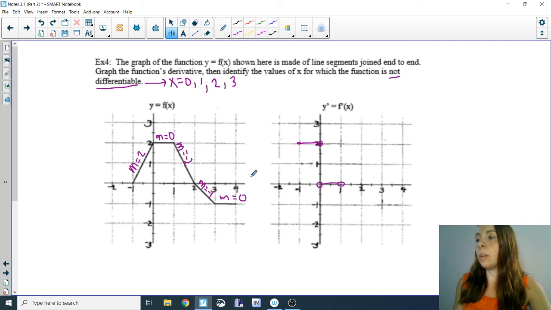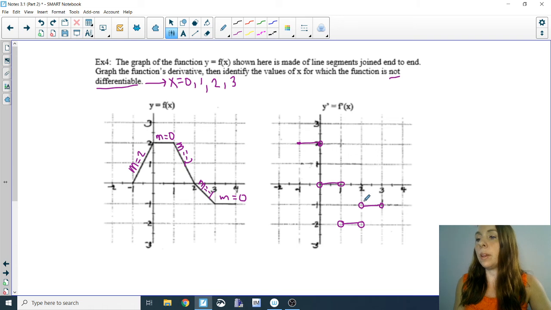Now I'm going to jump down to a slope of -2. Start with a hole because x equals 1 is not differentiable. Constant slope of -2 from x equals 1 to x equals 2, and then put another hole because, again, x equals 2 is a place where it's not differentiable, so you don't want to have a closed point there. Jump up to a slope of -1 on the interval from 2 to 3.